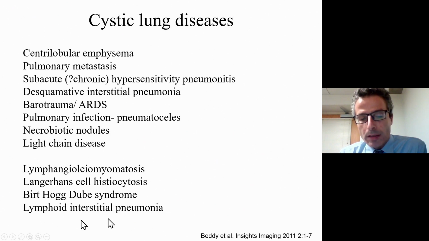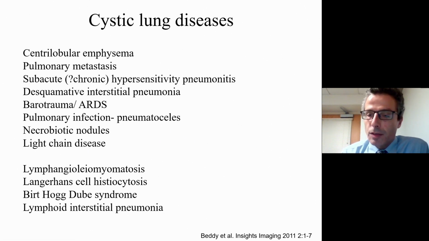LIP, or lymphoid interstitial pneumonia, will probably be covered in the talks about connective tissue disease and interstitial lung disease. It's a form of cystic lung disease that occurs in conjunction with connective tissue disease such as Sjogren or lupus. So the bulk of the talk will be about the other 3 diseases.